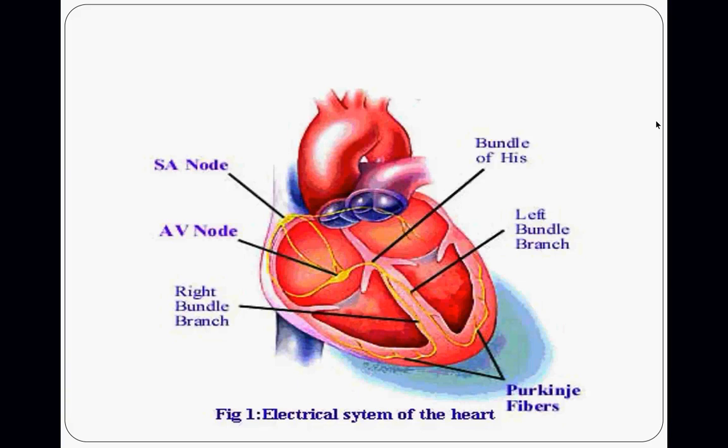The electrical system of the heart starts from the SA node, which is the site of electrical impulse generation, the pacemaker of the heart. The impulse travels through the atria, and there is a small delay at the AV node. From the AV node, the electrical impulse is transmitted through the bundle of His, divided into left and right bundle branches, and then distributed through the myocardium via the Purkinje fibers.